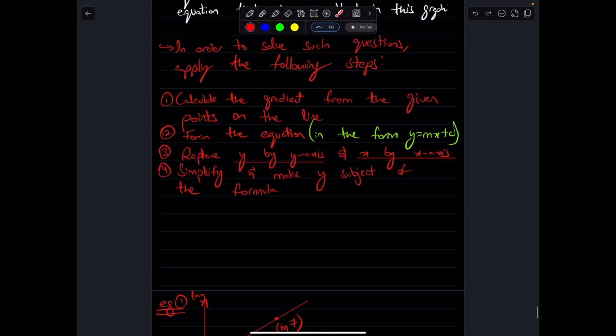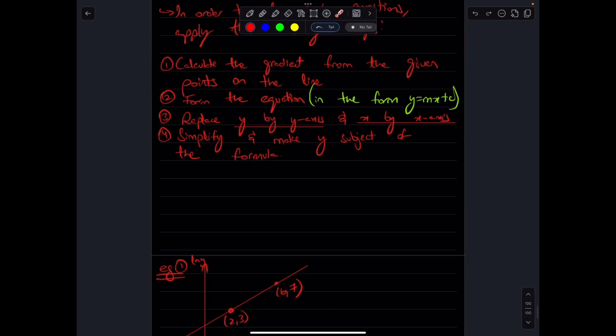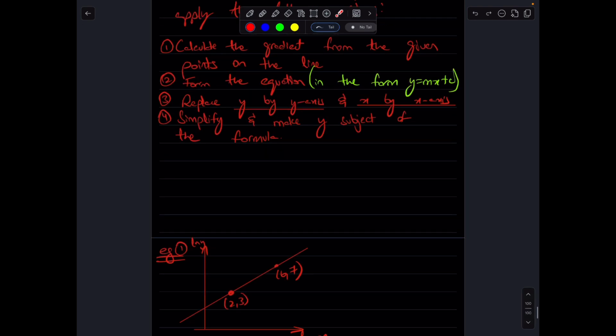The first step would be to calculate the gradient and then form the equation in the form y is equal to mx plus c. Then you will replace the x and y axis as per the graph given. Again, to form an equation, you either need 2 points or a gradient and a point. Then finally simplify and make y the subject of the formula. We'll take three examples. The first example is this.